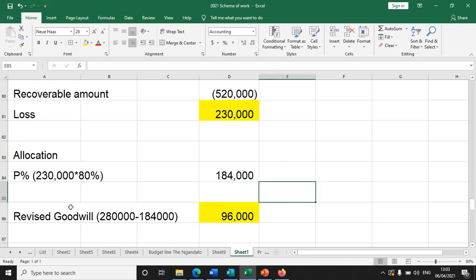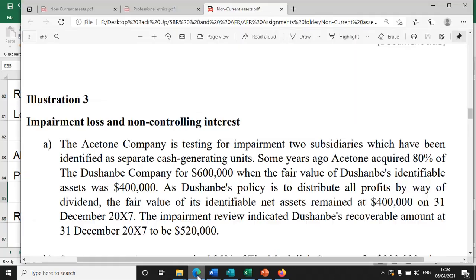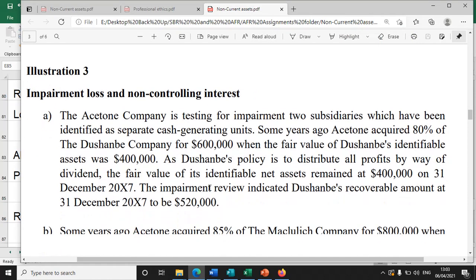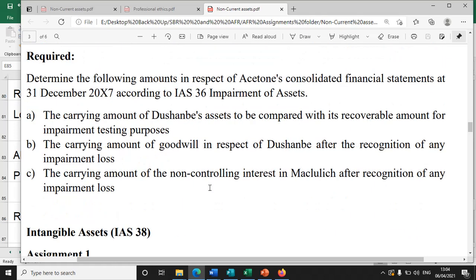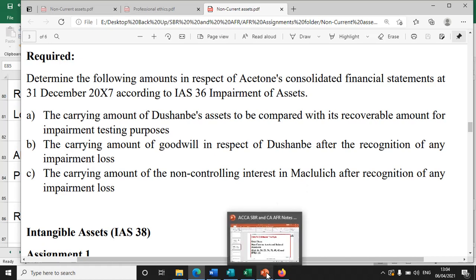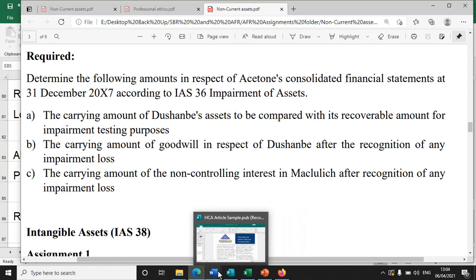Okay, so we have dealt with the two requirements, and I hope that you're getting something here so that you can come up with some solutions. So say the carrying amount of the goodwill after the recognition of the impairment loss. Okay, so we go now to the next question.